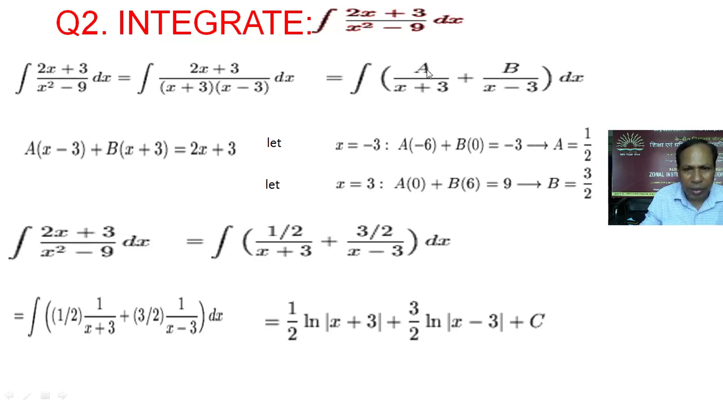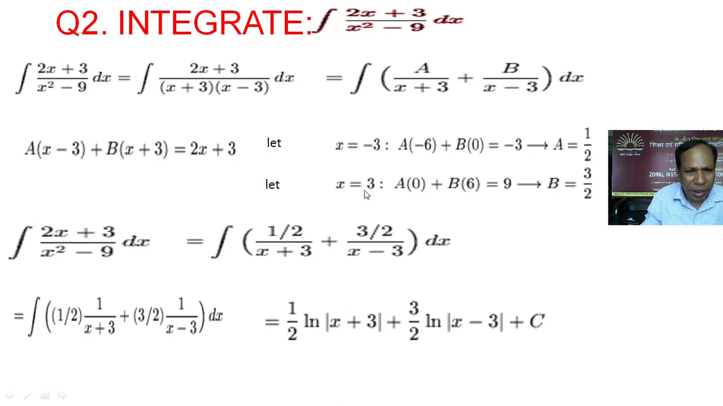So ultimately we are getting a into x minus 3 plus b into x plus 3, that becomes 2x plus 3. Again, by using the technique of substitution, putting x is equal to minus 3, this quantity is vanished. So we will be left with a into minus 3 becomes minus 6 plus b into 0, putting minus 3 here. So it is minus 6 plus 3 becomes minus 3.